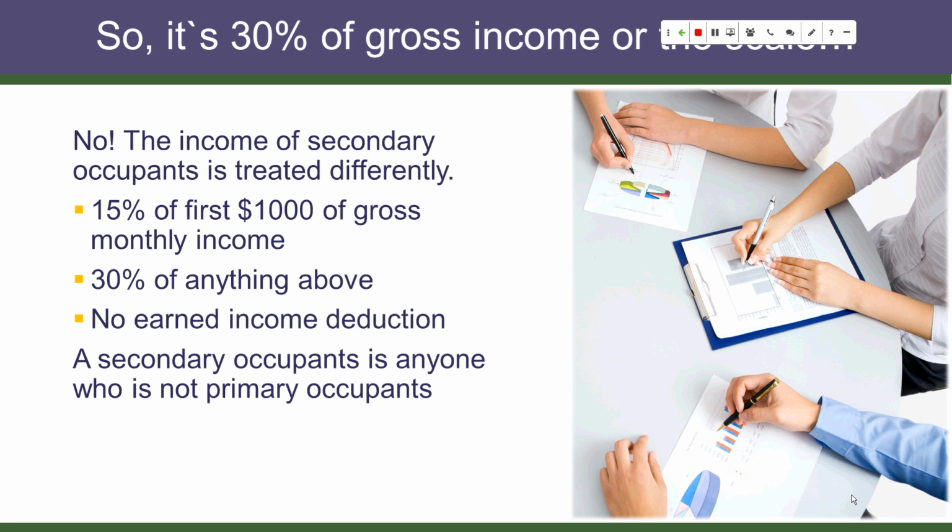We do have income from secondary occupants that's treated differently. With a secondary occupant, you would take 15% of the first $1,000 of their gross monthly income, and then 30% for anything above that. They do not get an earned income exemption.